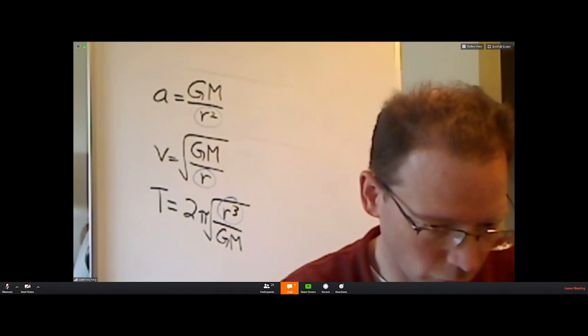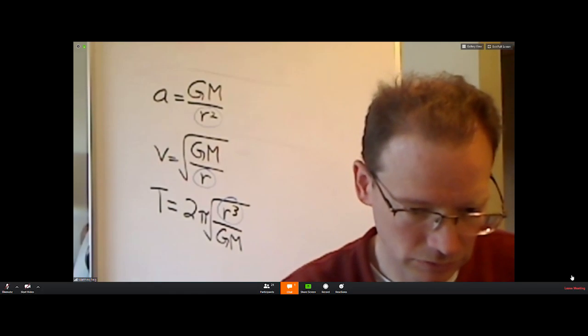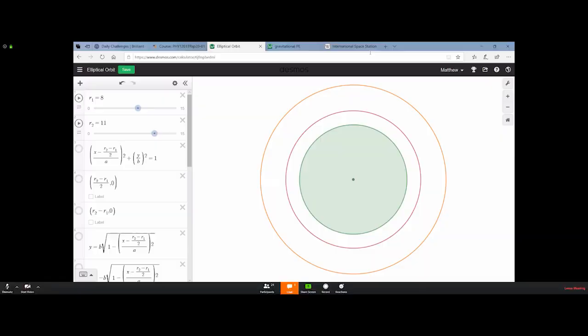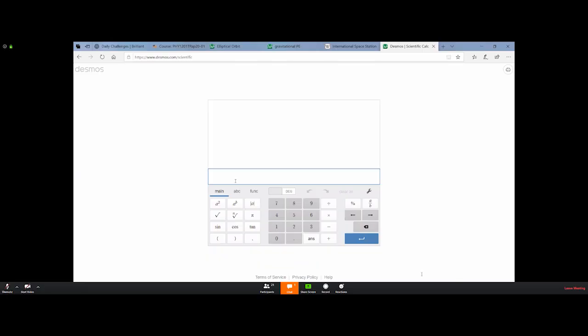Okay, let's plug in some of these numbers for the circular orbits given in that handout. Share screen. I'm going to go up here and try to get to this tab. Not that tab, that tab. This time I'm going to go to the scientific calculator option for Desmos, which is also pretty helpful. So V and T are on the list of things I'm going to calculate. I'm going to do V for both orbits.